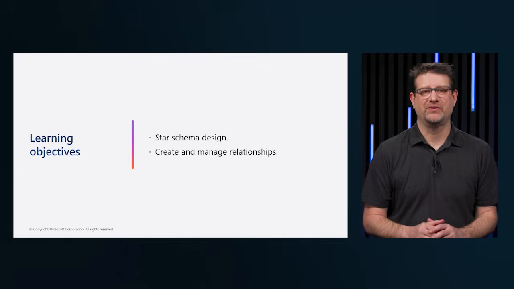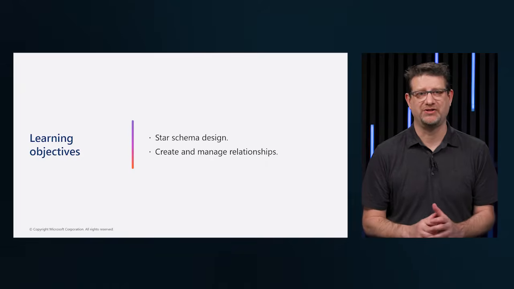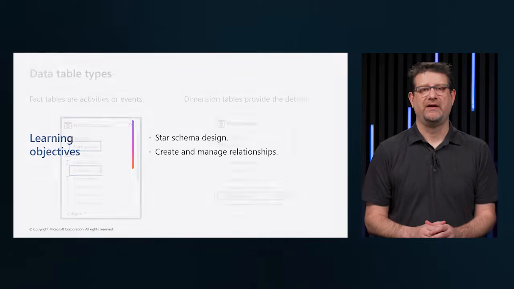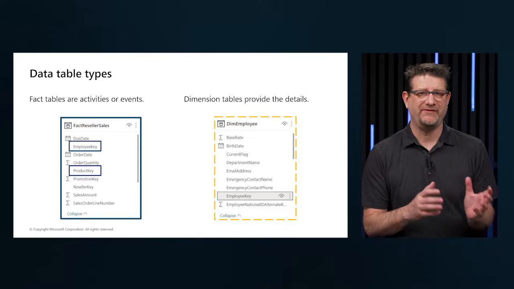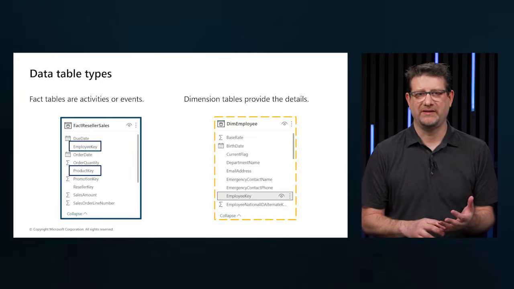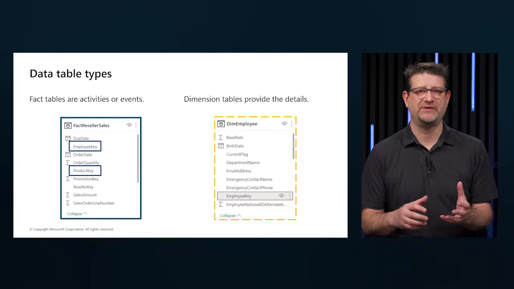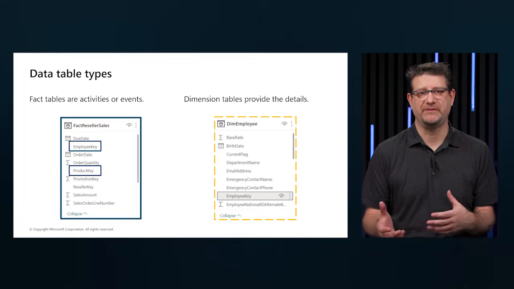Let's get designing. In this session, we're going to talk about star schema design and creating and managing relationships. On this slide, we see a fact table on the left and a dimension table on the right. In data modeling, understanding the components of a data model is crucial, including fact and dimension tables and the relationships between them.